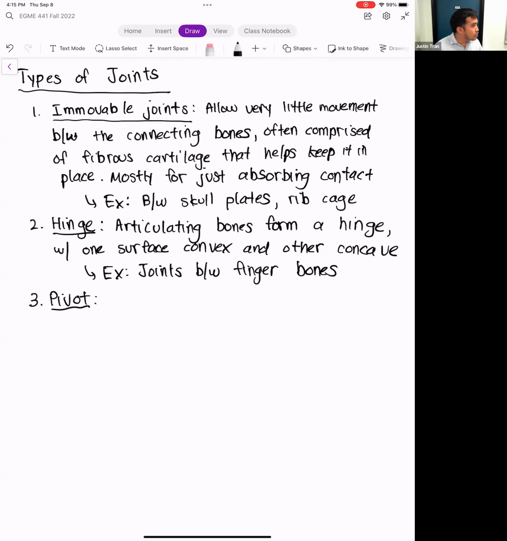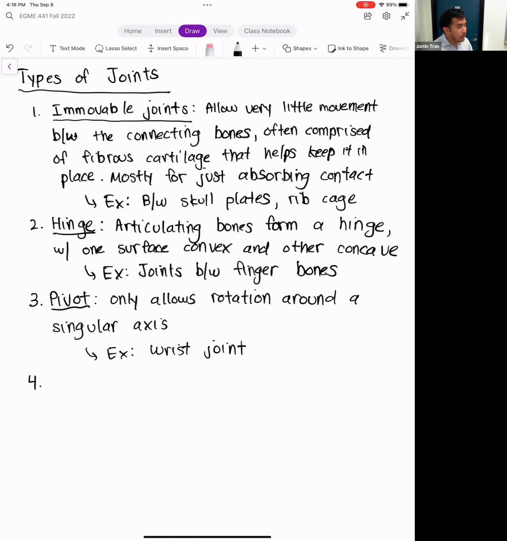And there's more in the notes if you're curious. I'm hitting the extremes of the types of joints that you can see. But there's a lot of joints that are in between these that don't offer as much range of motion, but are in between these examples.